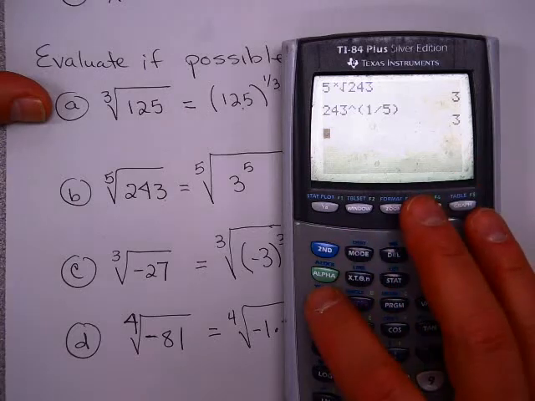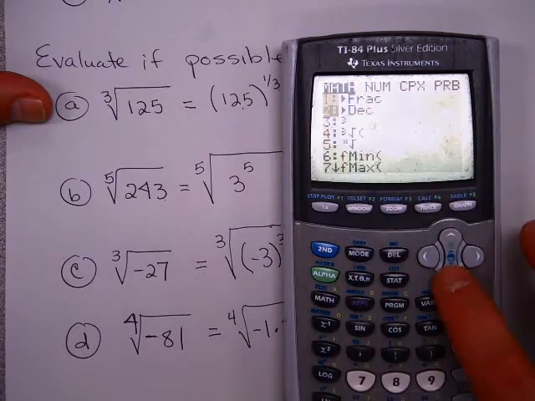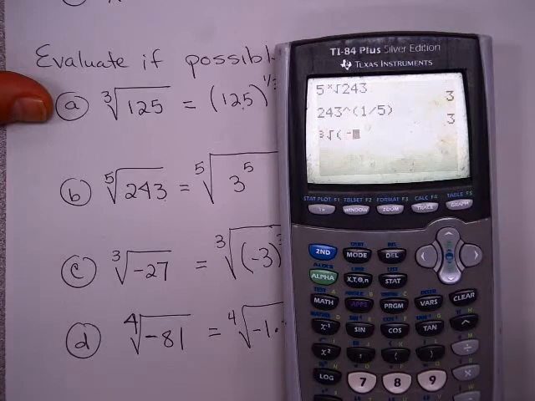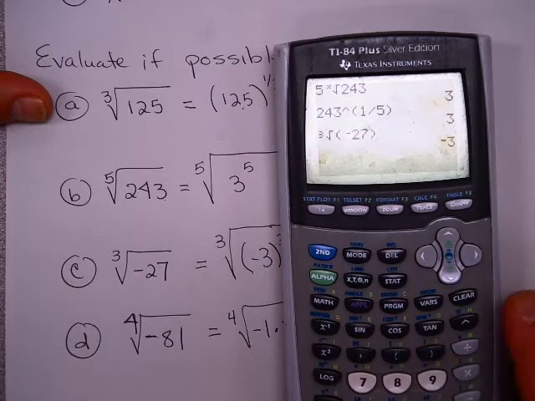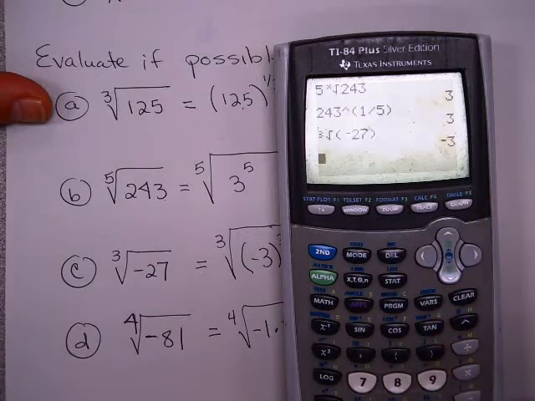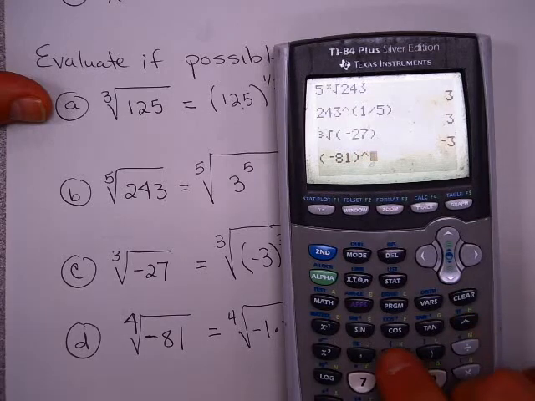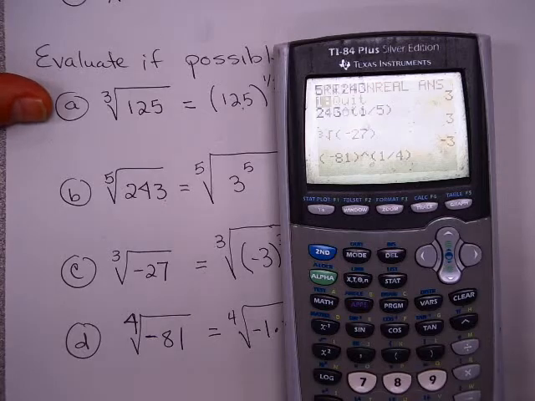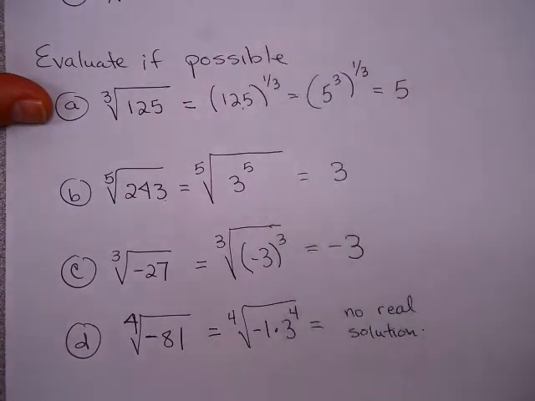Let's try this one, the cube root of negative 27. Easy to see that's negative 3. And let's try this one, the fourth root, and I'm going to do it this way. I'm going to take parentheses, negative 81, and I'm going to raise that to the 1 divided by 4. Again, make sure that's in parentheses, and you will see you will get a non-real answer here.